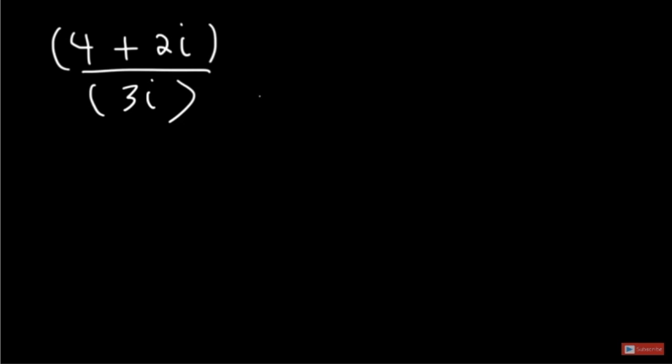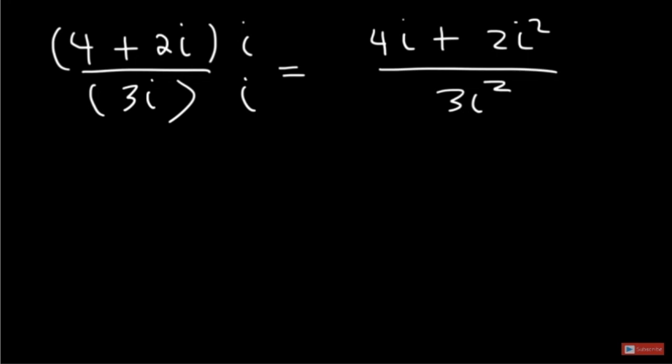So how can you convert this expression to standard form? Let's say we have 4 plus 2i divided by 3i. First, we need to get rid of the imaginary number in the bottom. So let's multiply the top and the bottom by i. On top, it's going to be 4i plus 2i squared. On the bottom, we're going to have 3i squared.